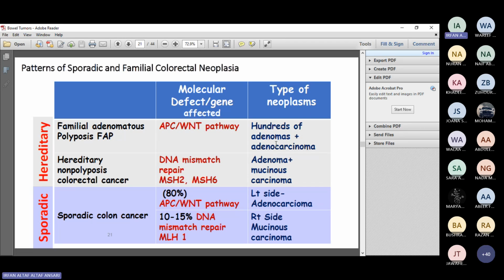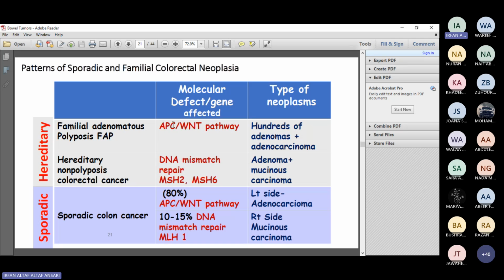FAP: adenoma, adenocarcinoma. DNA mismatch repair, MSH2, MSH6: adenoma, mucinous carcinoma. In sporadic cancer, 80% of the time it is APC, with left-sided adenocarcinoma. Same over here also. Familial adenomatous polyposis is more common than HNPCC. Here also it is 85 to 80%, here 10%, here 80%, 10 to 15%. For DNA mismatch repair, in hereditary non-polyposis colon cancer it is MSH2, MSH6, while in sporadic colon cancer involving the DNA mismatch repair gene it is MLH1.